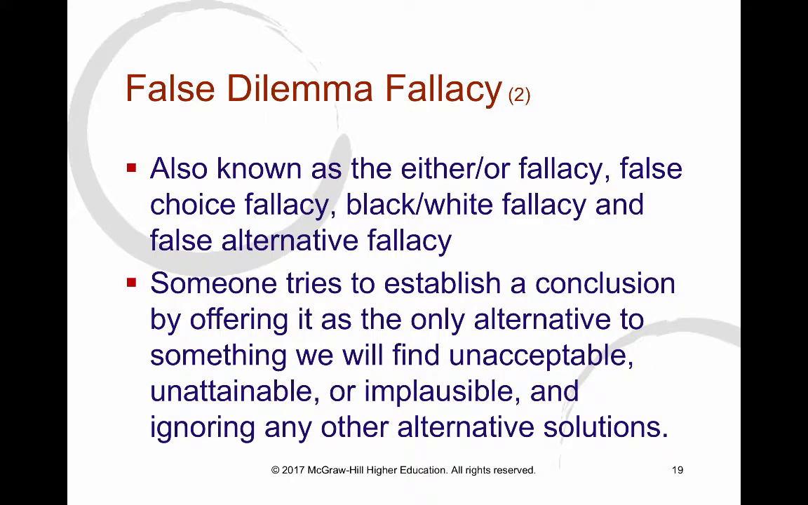The false dilemma fallacy has lots of names. It's also known as the either-or fallacy, false choice fallacy, black-white fallacy, and false alternative fallacy. A false dilemma fallacy occurs when someone tries to establish a conclusion by offering it as the only alternative to something that we find unacceptable, unattainable, or implausible, while ignoring any other alternative solutions.